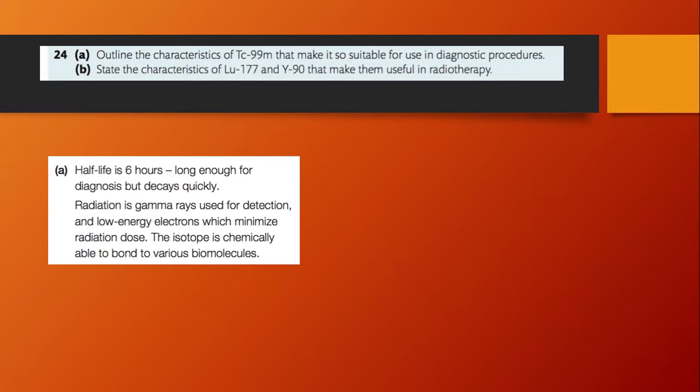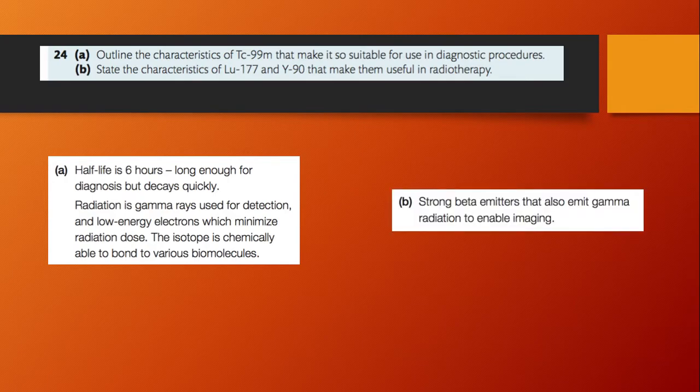24B says, state the characteristics of lutetium-177 and yttrium-90 that make them so useful in radiotherapy. So these were two other examples of radioisotopes that are used in these therapies. They are strong beta emitters that also emit gamma radiation to enable imaging. So all three of these radioactive isotopes are useful, but they do serve different purposes.